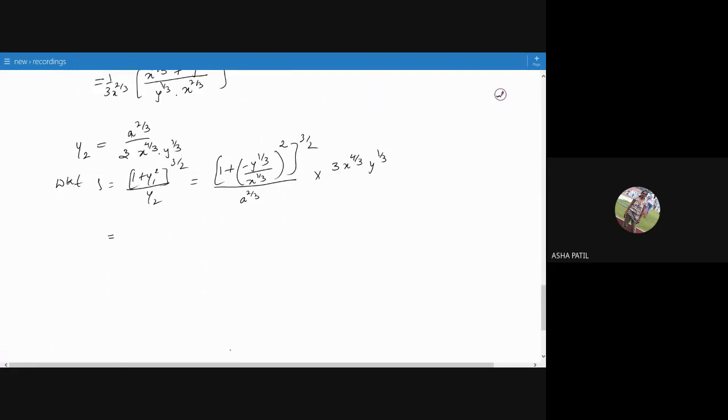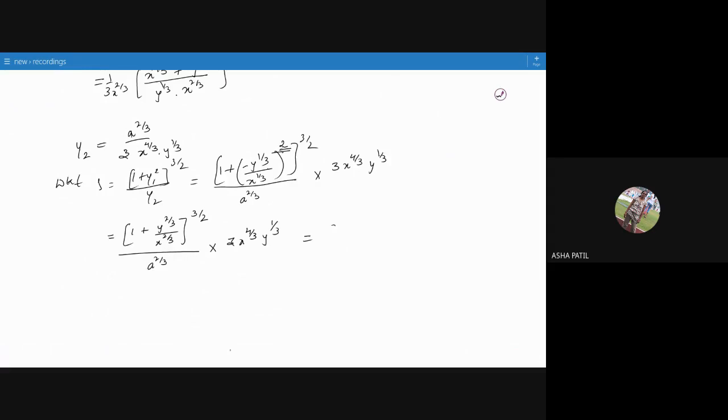We have rho equal to 1 plus y raised to 2 by 3 divided by x raised to 2 by 3, because if we square this y1, minus becomes plus, and we have y raised to 2 by 3 divided by x raised to 2 by 3. Whole raised to 3 by 2 divided by a raised to 2 by 3 into 3 times x raised to 4 by 3 into y raised to 1 by 3. Now, let us take LCM for the bracket.